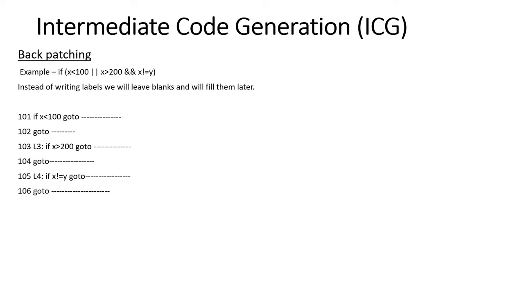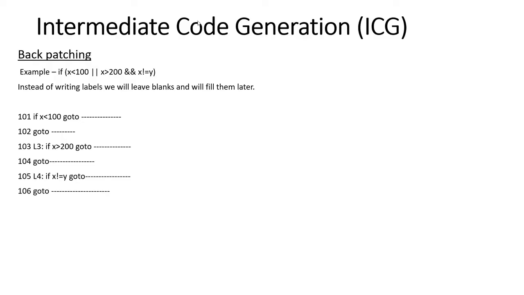The code written for backpatching with blank spaces is: if x is less than 100, then go to blank, else go to blank. In line 103 we have written: if x is greater than 200, then go to blank. 104, go to blank. In 105, if x is not equal to y, then go to blank, and 106 is also go to blank. Ignore the labels L3 and N4, they are not written there.